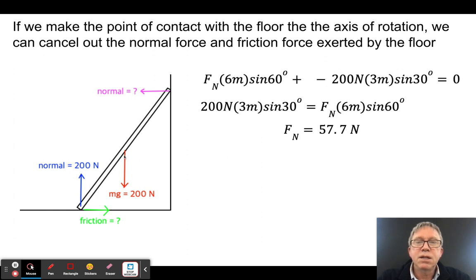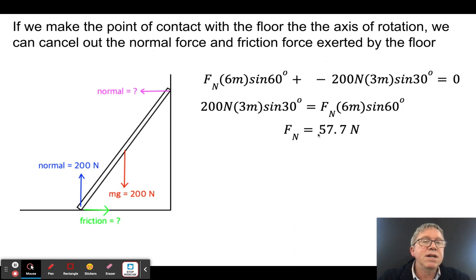So we'll talk about the counterclockwise force. So the normal force on the wall times the 6 meter ladder times the sine of this angle here. Since this angle here is 60, this is 60 times sine of 60. Plus, this is going to be a negative force, right? So I have negative 200 times 3, since it's actually the center of mass. And this angle here is 30 times the sine of 30. That all has to equal 0.